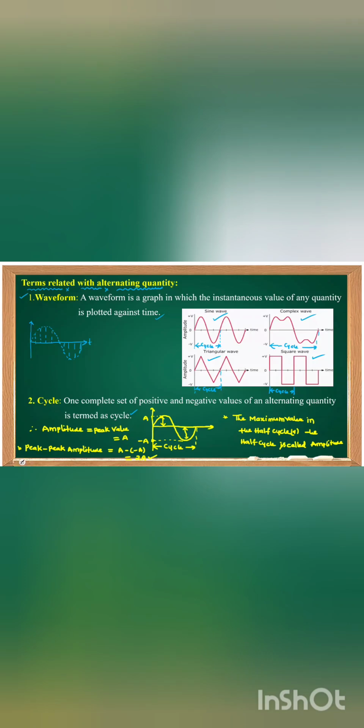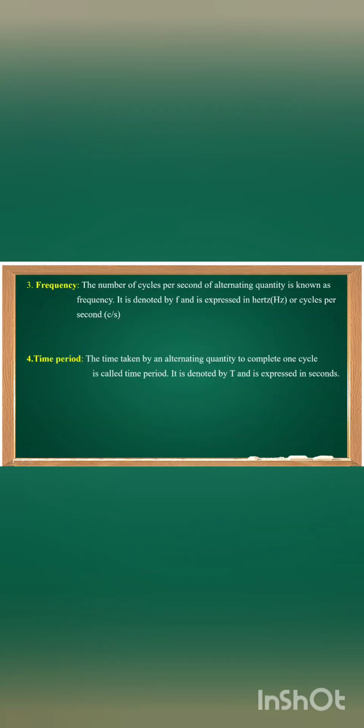Next, what is the frequency? The number of cycles per second of alternating quantity is known as frequency. The frequency is denoted by F and is expressed in Hz or cycles per second. But point to remember, friends, the frequency is defined for one cycle.